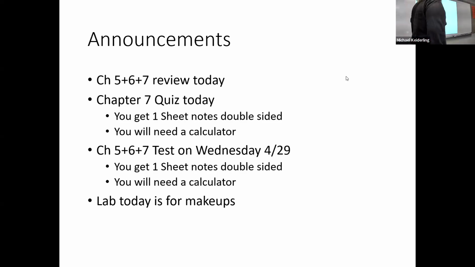Today, we'll have a quick review of chapters 5, 6, and 7. Then we'll have the chapter 7 quiz. You get one sheet of notes, double-sided. You'll need a calculator. The final test on chapters 5, 6, and 7 is on Wednesday. That's all that's scheduled for Wednesday.